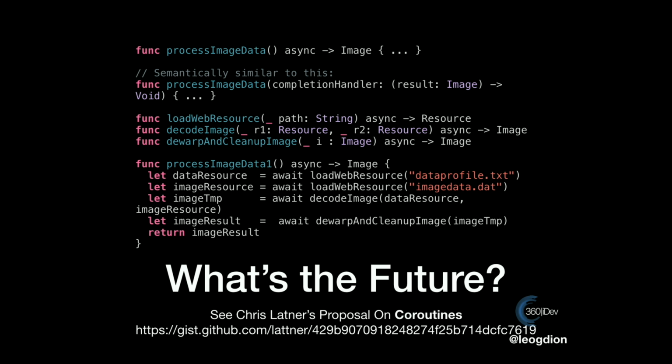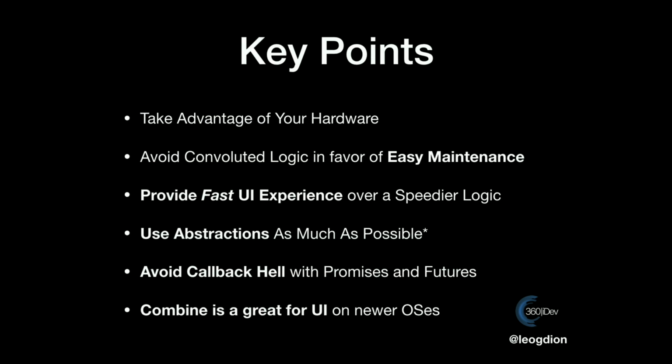So before I close out, I just want to cover some key points. Take advantage of your hardware. Organize your functions, your operations in such a way that the operating system really can take advantage of that. If they're independent from each other, then organize them in such a fashion. However, avoid convoluted logic in favor of easier maintenance. Make sure that some other developer is going to be able to understand what the heck is going on. Don't try to make it so complicated and so fast that it's going to be too difficult to maintain.